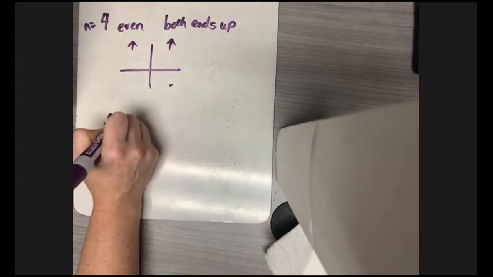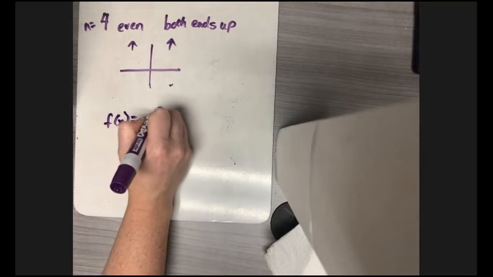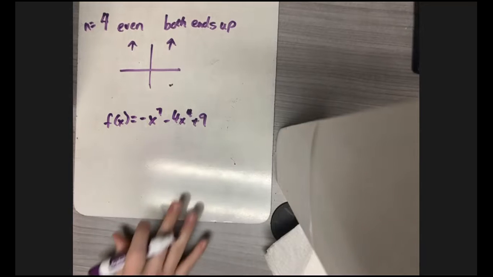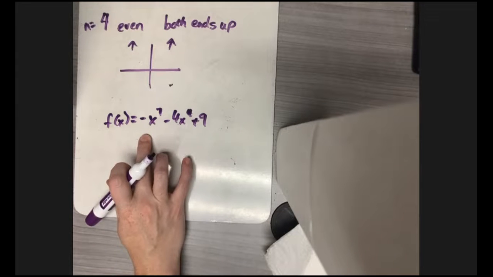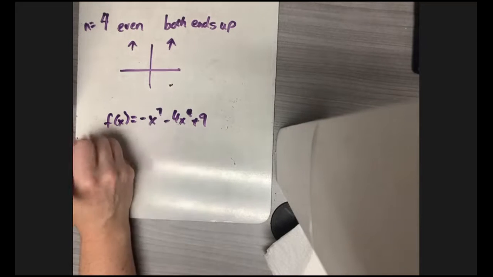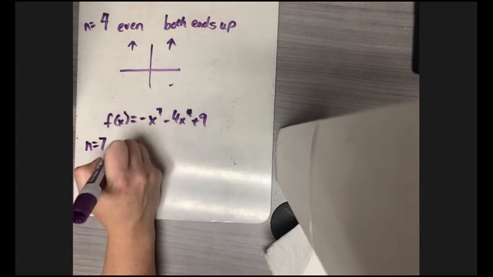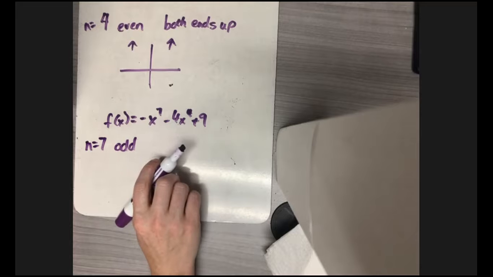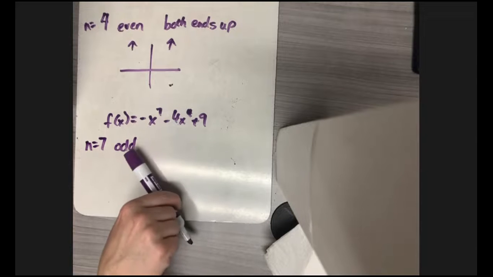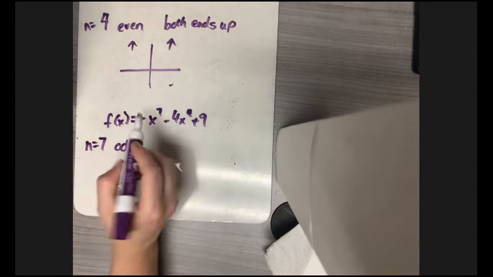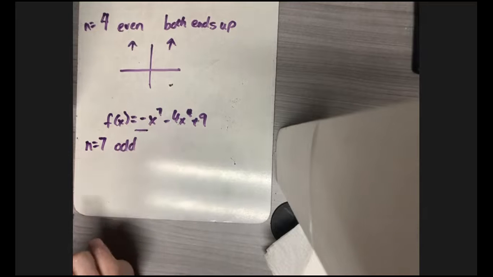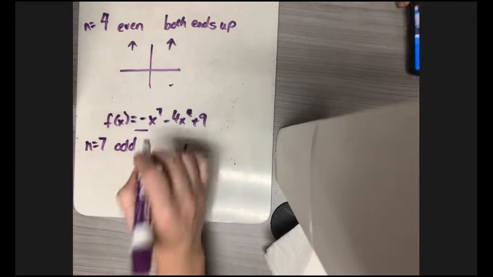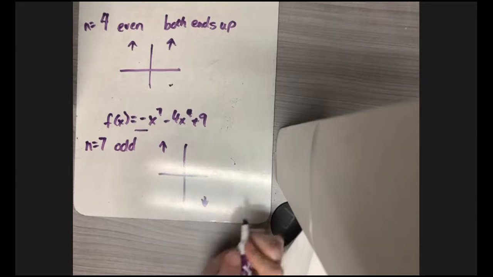If they gave us f of x equals negative x to the 7th minus 4x to the 4th plus 9. Again, for end behavior, I only care about this biggest power right here. So I've got x to the 7th, so it is 7. That is odd. If it's odd, then it's going to act like a line. So it's either going to be one end up, one end down going this way, or one end up, one end down going this way. So then I take a look out here in the front. It is negative. That means we're going to act like a negatively sloped line. So it means this end is up, this end is down.